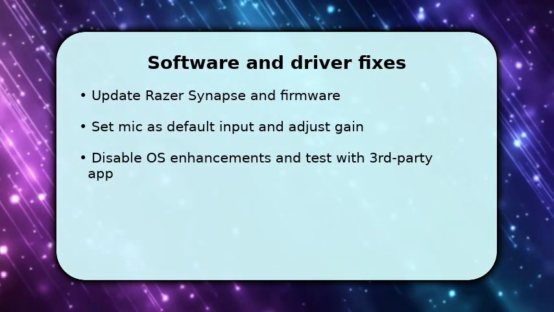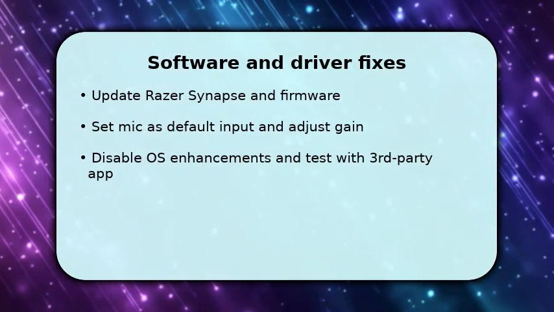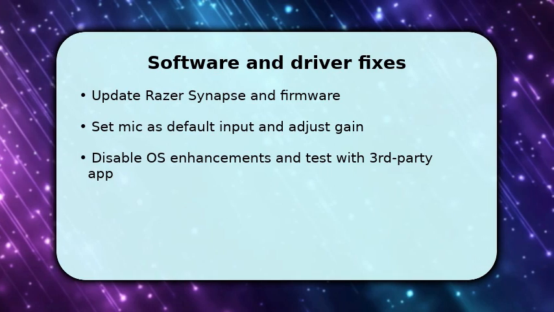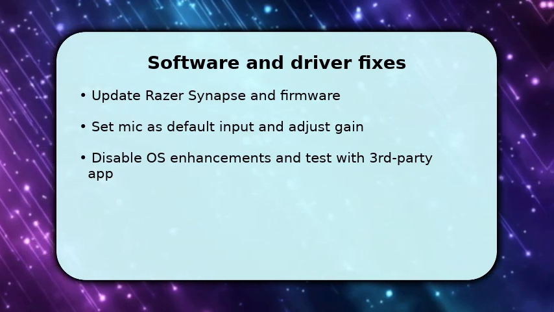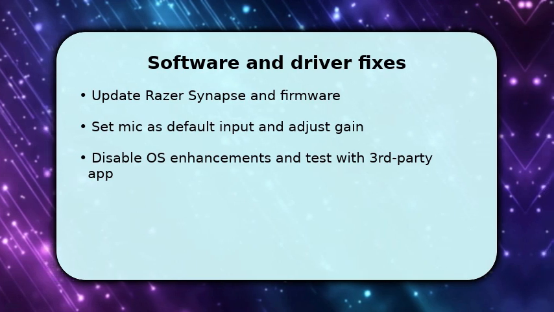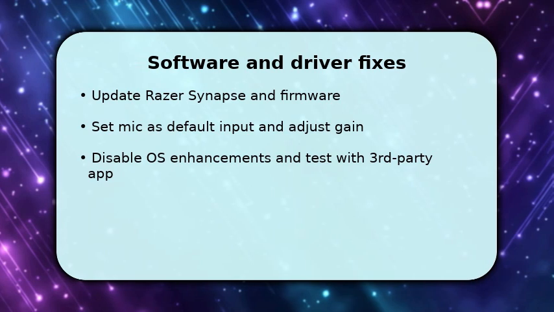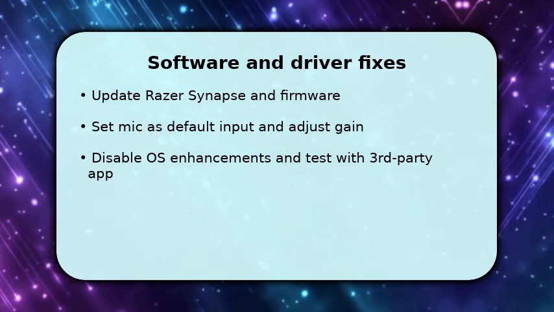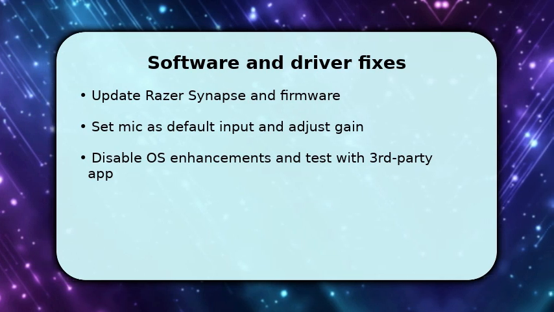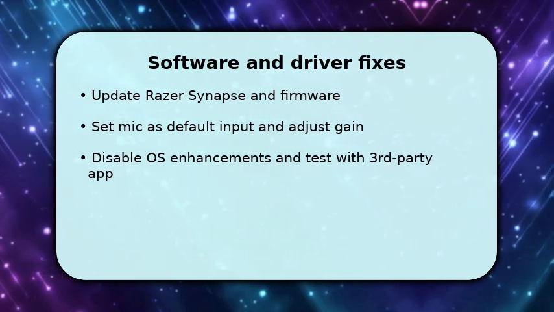Now focus on drivers and settings. Open Razer Synapse, update firmware, and reinstall the audio device if necessary, because corrupted drivers block the mic. Once complete, set the headset mic as the default input in your OS and raise the input gain slowly while watching levels. Too high creates clipping, too low sounds distant.